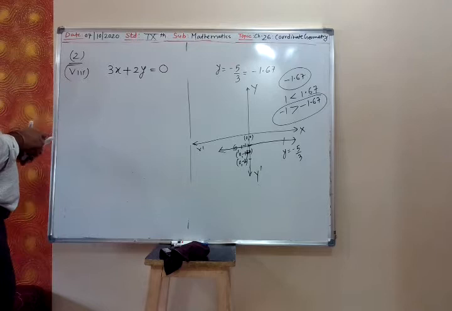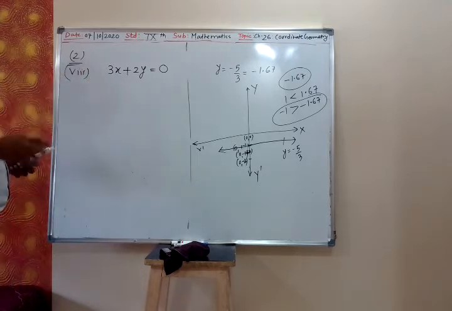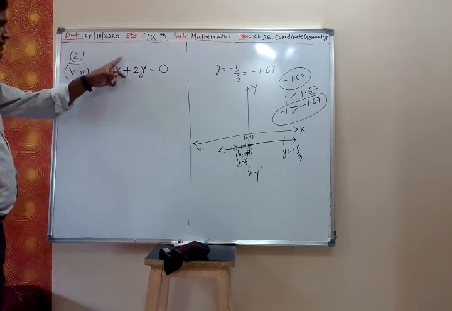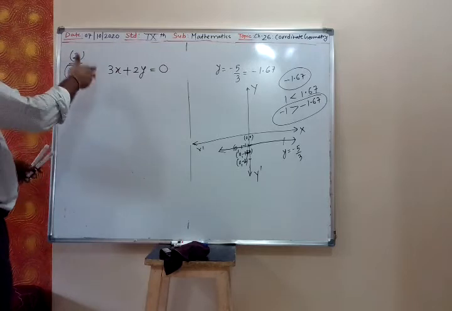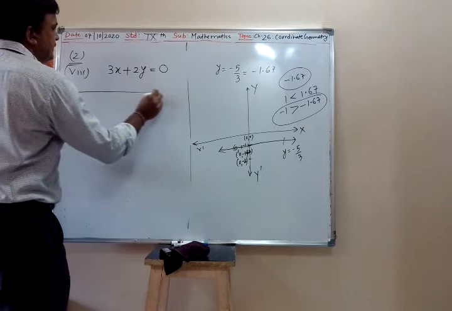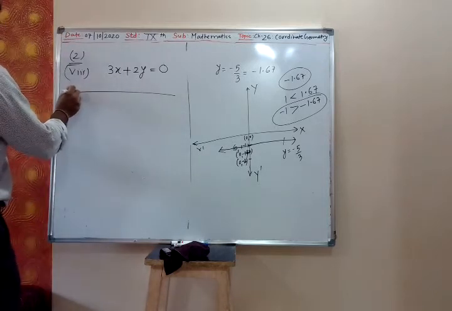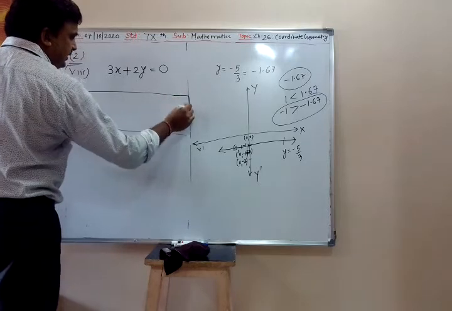To plot the graph of this straight line, this will be a straight line because power of x is 1, power of y is 1. So it is a straight line. Now to plot the graph of this straight line, we need to find 3 points. We need to find 3 points in this.